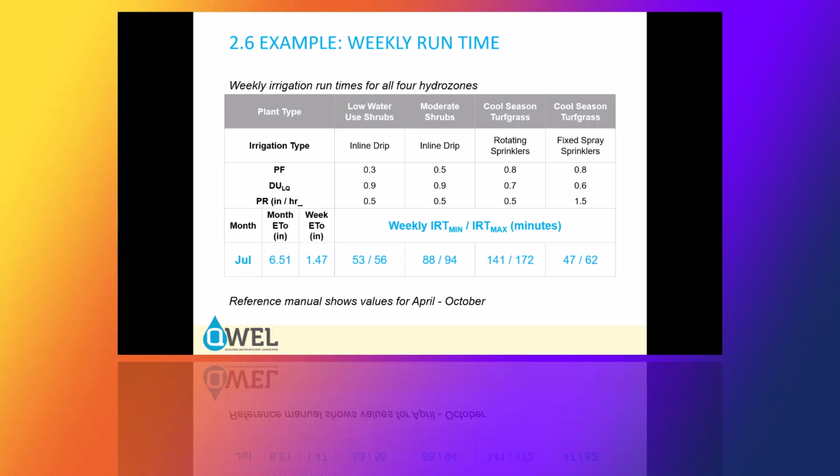So on this chart, our weekly runtimes are shown for the 4 different hydrozones, ranging from low water use shrubs irrigated with inline drip, all the way over to the cool season turf grass irrigated with these fixed spray sprinklers.